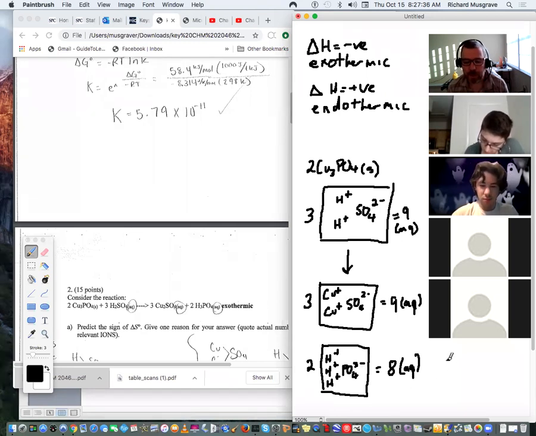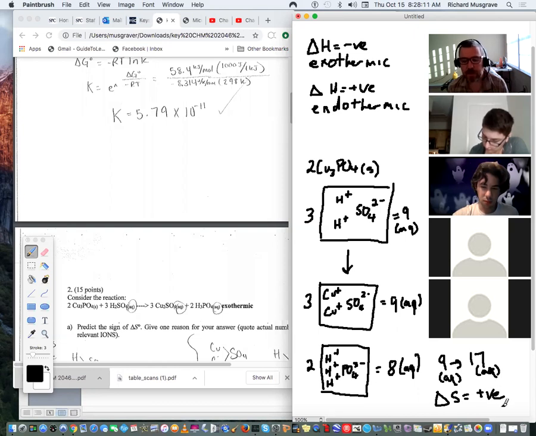So if we were to add up everything on the reactant side and the product side, and remember, we're only interested in the aqueous ions because they're the ones that are going to contribute mostly to the entropy. The situation would be 9 goes to 17. So 9 aq goes to 17 aq. So from there, I'd want you to see that delta S is going to be a positive value. Does anybody have any questions?